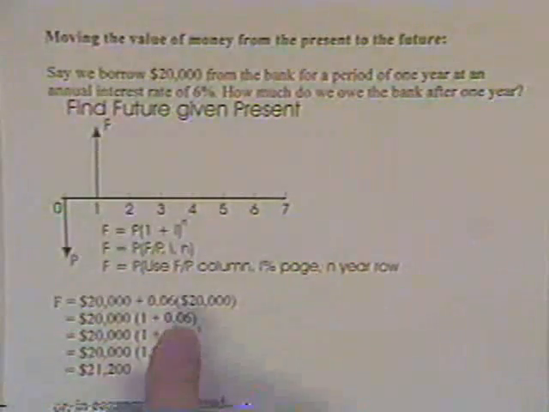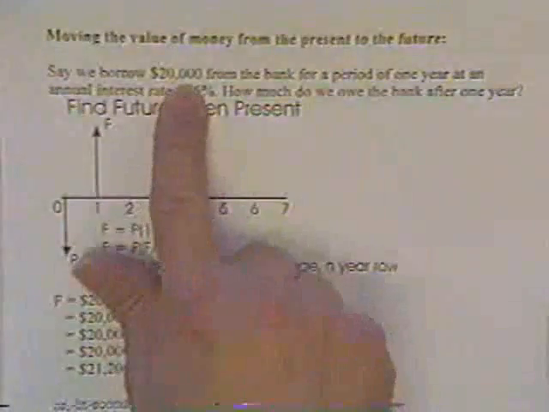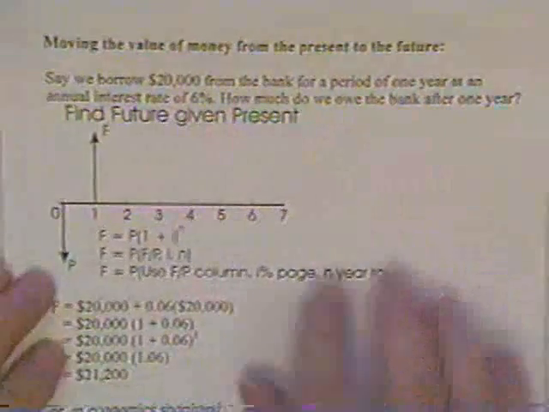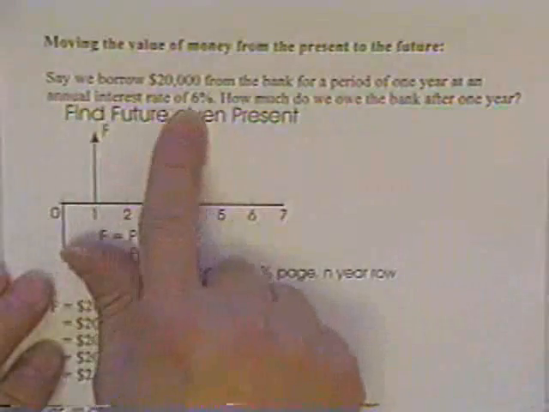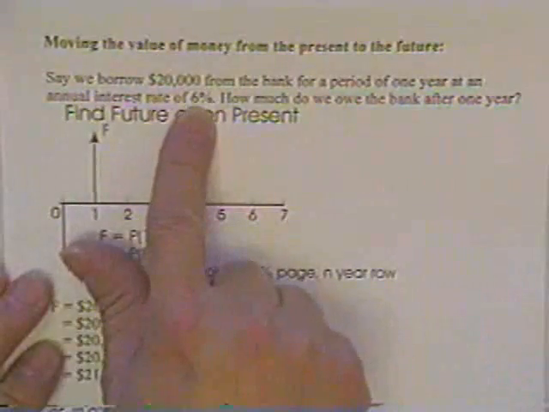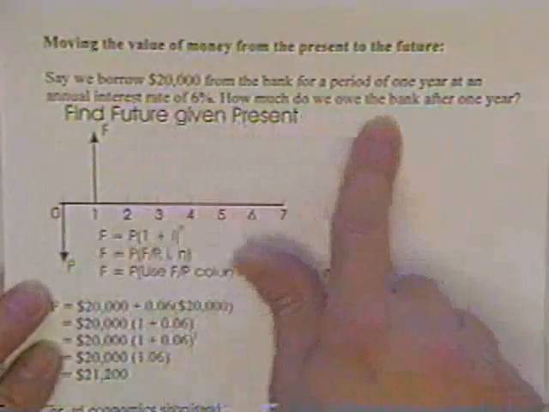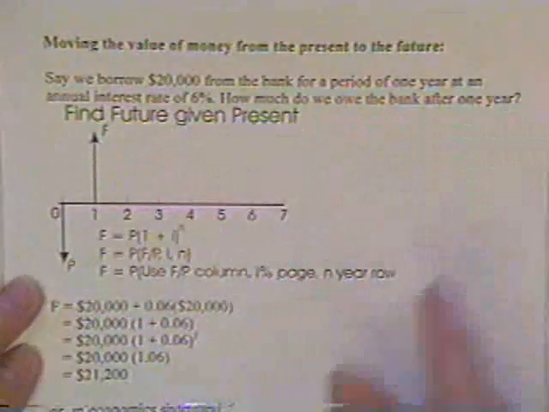Alright, now let's assume that we have borrowed $20,000 from the bank for a period of 1 year. They are requiring us to pay an interest rate compounded at the end of each year of 6%. Question is, how much do we owe the bank after 1 year?